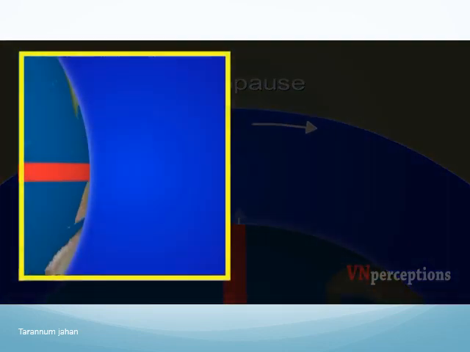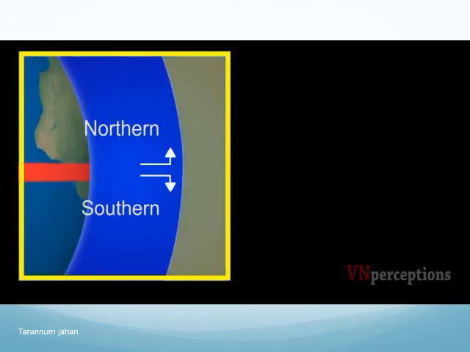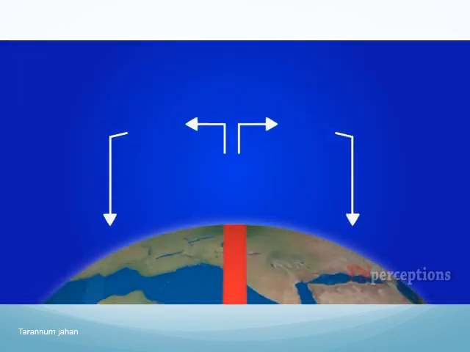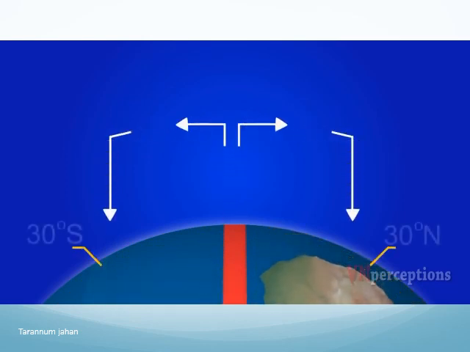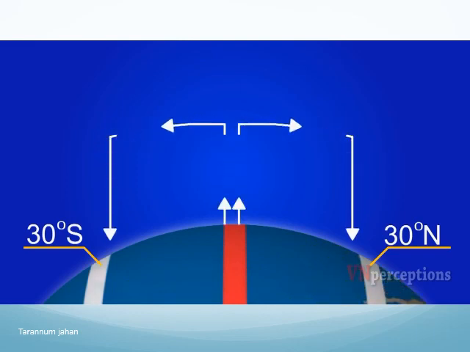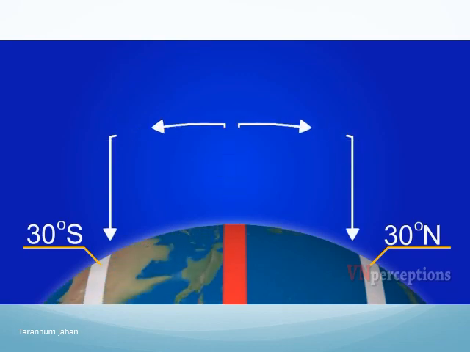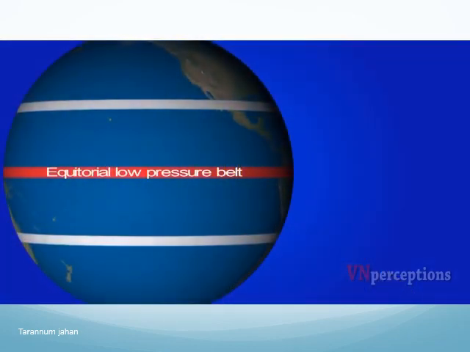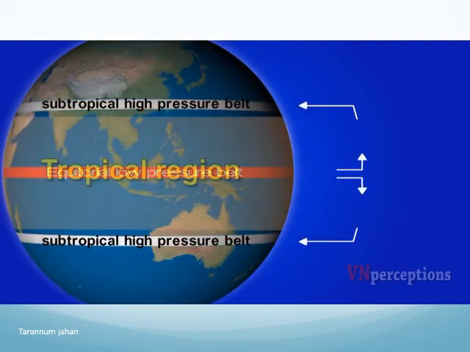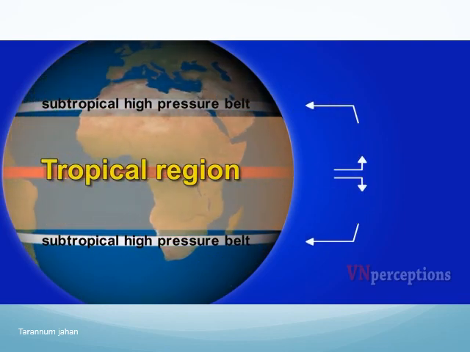The air starts moving in the southern and northern direction. As the air is moving, it becomes denser, and after a certain point, it sinks down to the surface. So at around 30 degree north and south, we have sinking air. This sinking air is cool air, so it forms high pressure systems. These regions are called subtropical high pressure belts because these regions lie outside the tropical region and at the same time adjoin the tropical region.